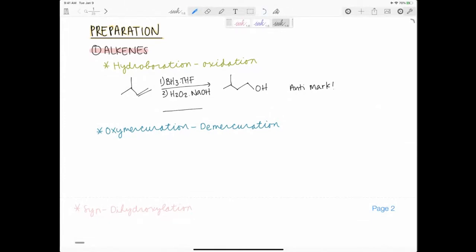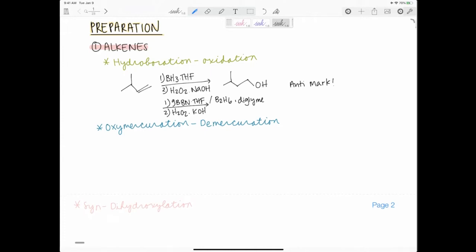What are some other variations of borane? 9-BBN, very good. 9-BBN and THF, same thing, then peroxides. I can also use potassium hydroxide. I could also use B2H6 in diglyme. These are alternate conditions. Know that they all do the same thing to give me an anti-Markovnikov alcohol addition.